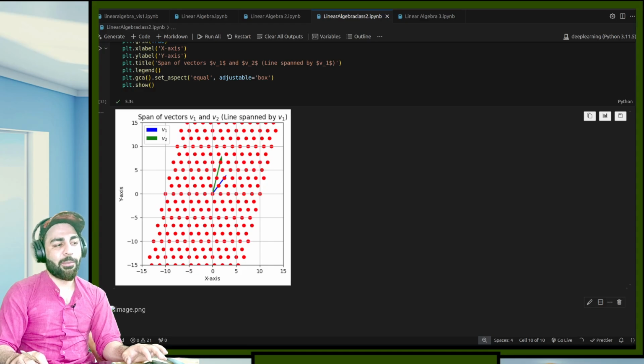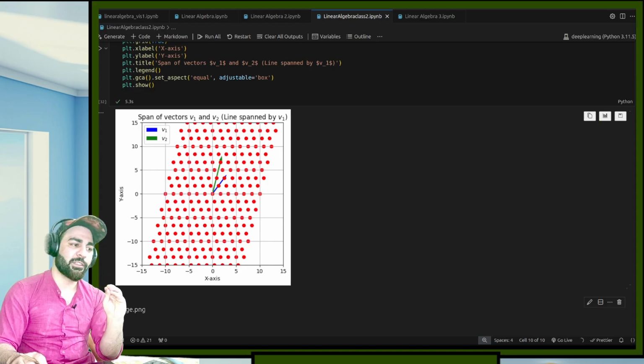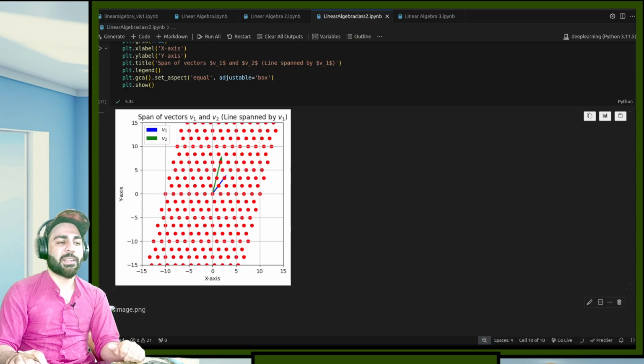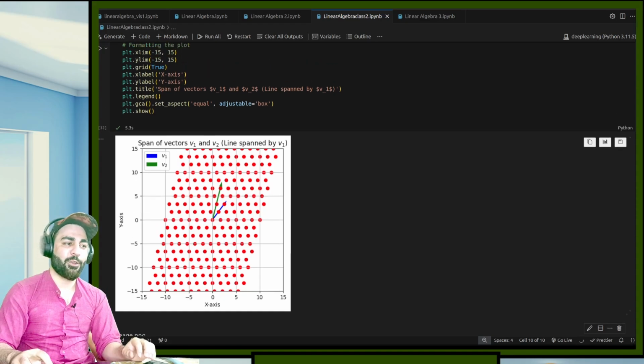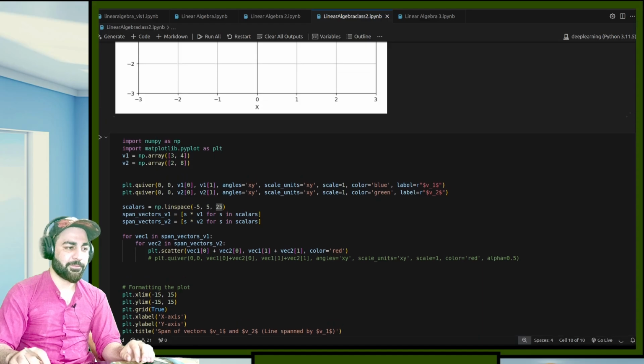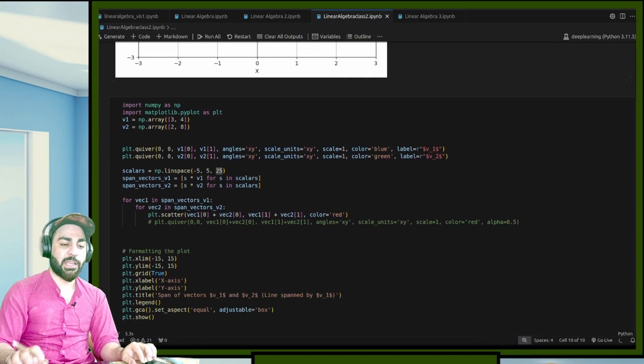Basically, all the points on this 2D surface are reachable by these two vectors. So these two vectors are called linearly independent vectors. I'll tell you what this linear independence means. Can I assume that you guys know span now?